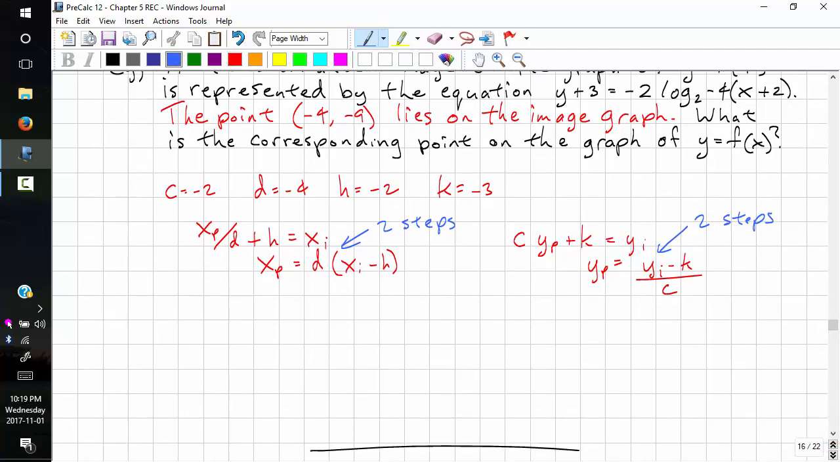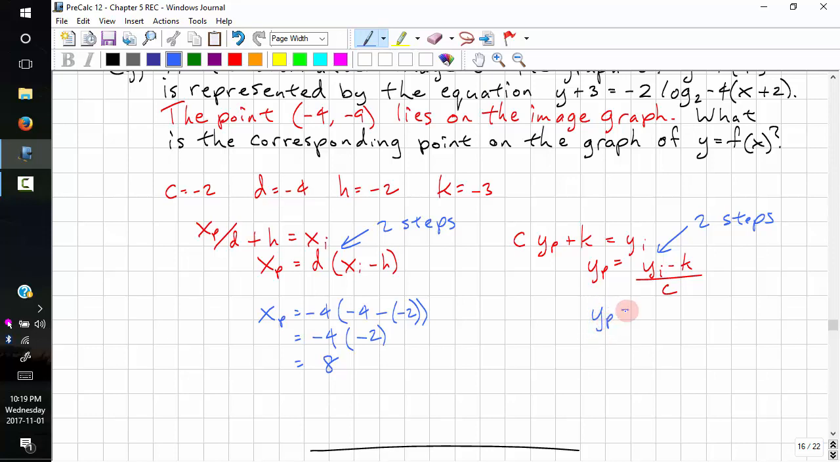So we have x pre-image = D, that's -4, times (x image, that's -4, minus H, that's minus -2), substitute with brackets. So we have -4 times (-4, this is minus -2, that's plus 2). So -4 plus 2 is -2. -4 times -2 is positive 8.